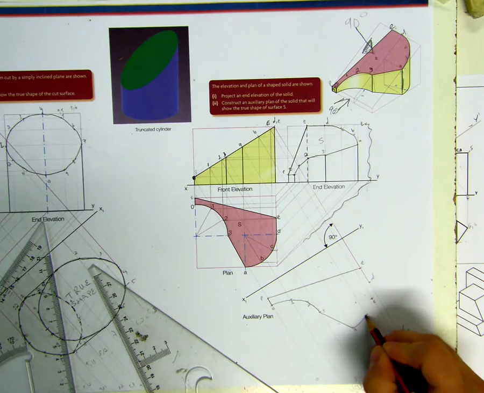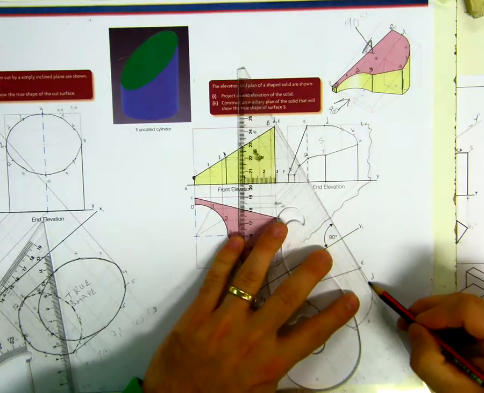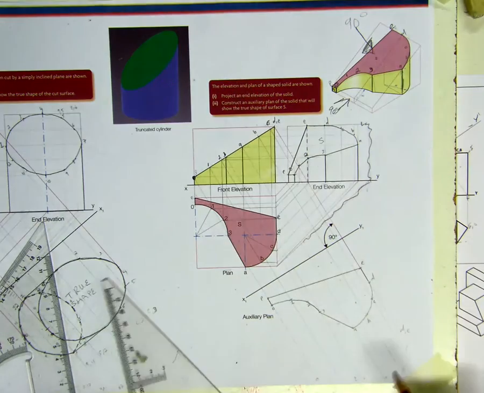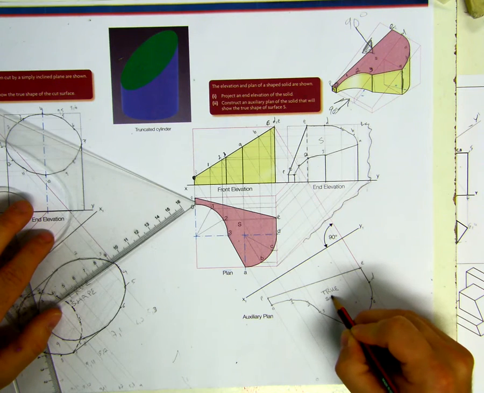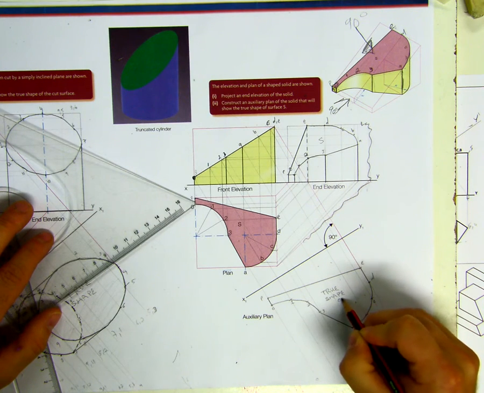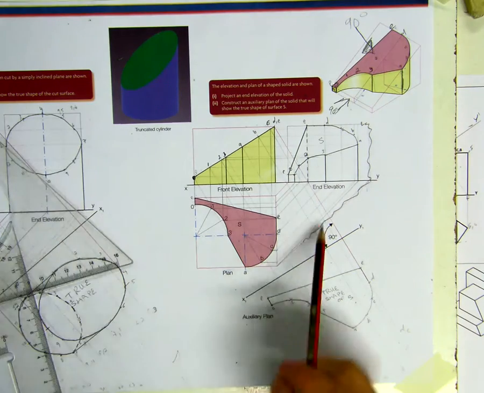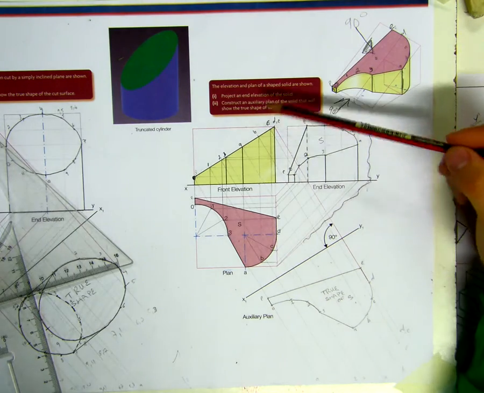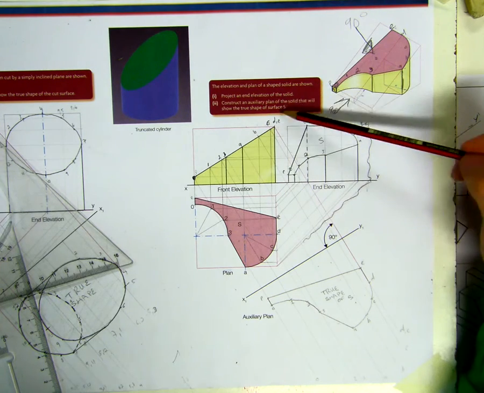So we can freehand A, B, C, and D, and then freehand finish, use our set square. That's there. So that's a true shape of S. Okay, so that's the true shape. So we needed to construct an auxiliary plan of the solid that will show the true shape of surface S.